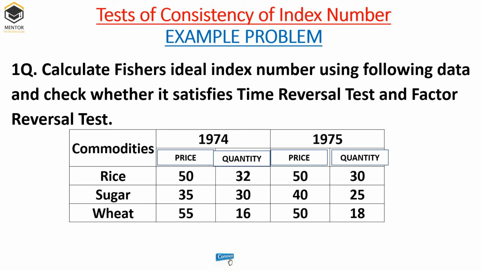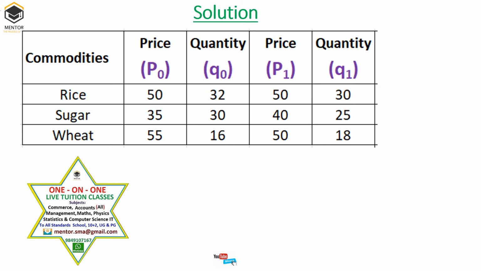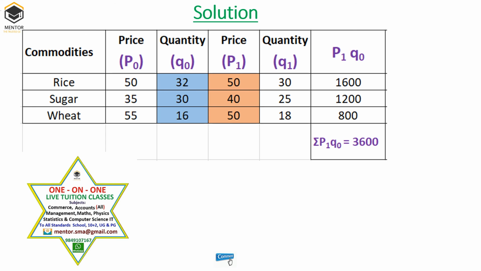So let's start with our solution part. We have the commodities, base year price and quantities, current year price and quantities. So let's see the first combination, P1Q0. How are we going to multiply these two? The P1 value and the Q0 value I am going to multiply, highlighted in different colors. So the summation value I am going to get is 3600. The P1Q0 summation value is 3600.